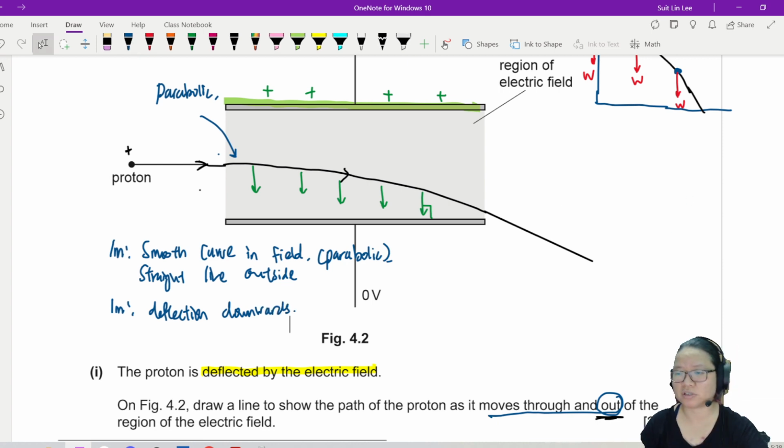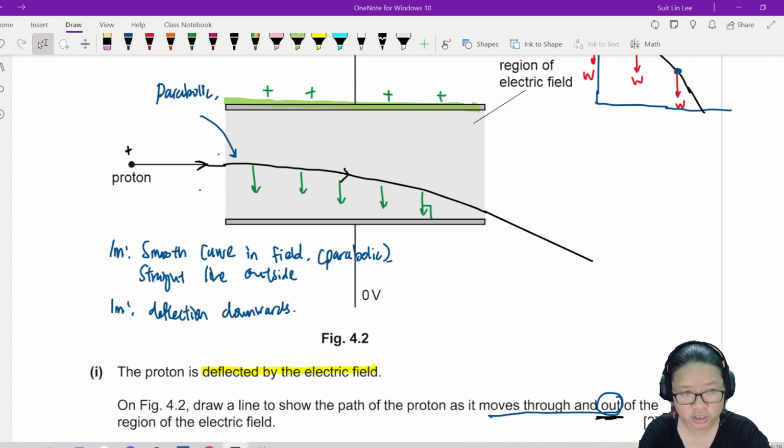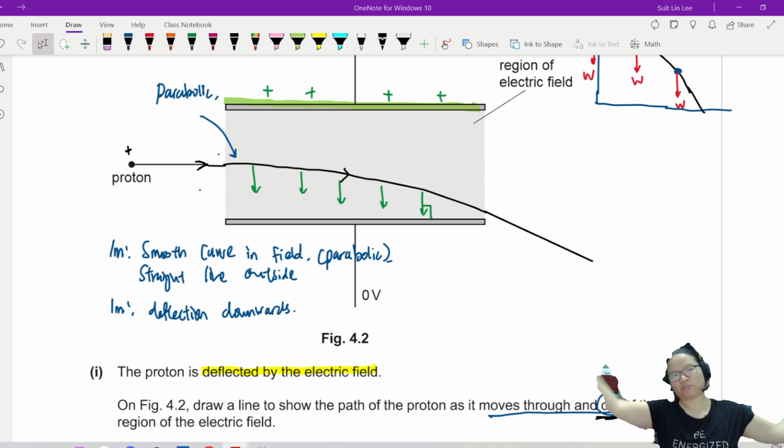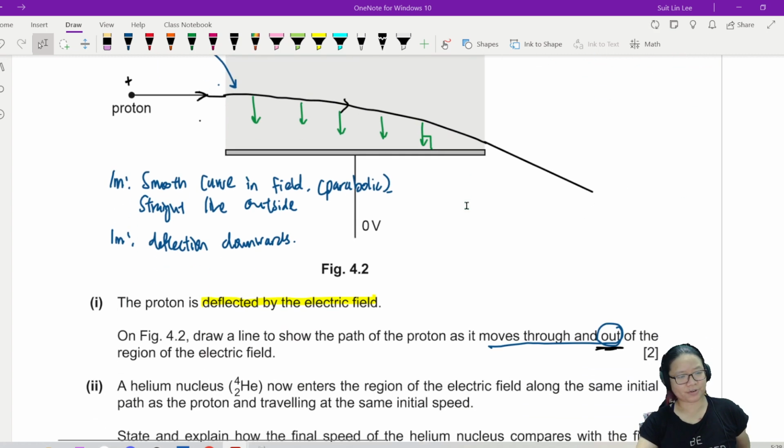So this part of the question is essentially asking you to develop your understanding of motion of charges by considering the forces. We are not doing any calculation around how far, what's the length, what's the width of the parallel plate. That's not the concept. All right.